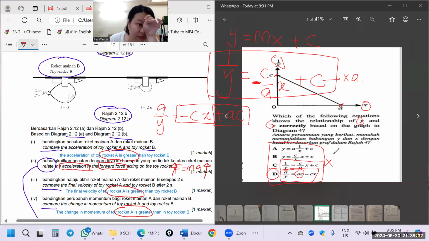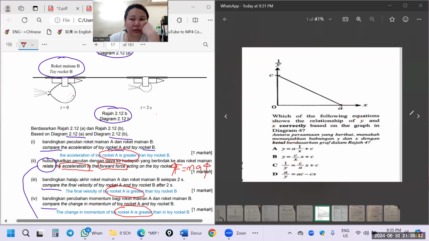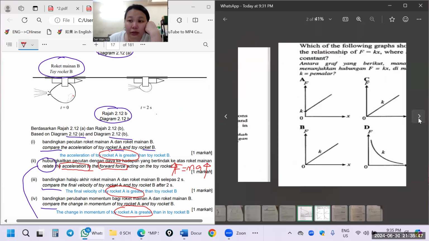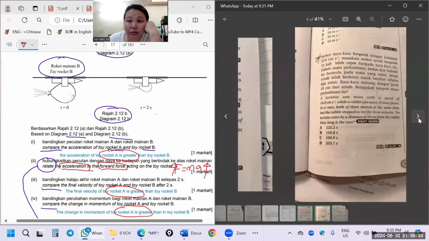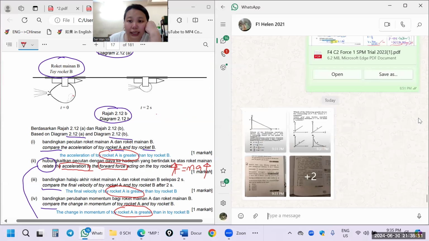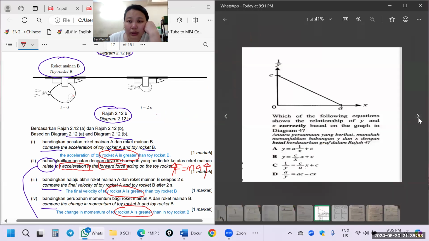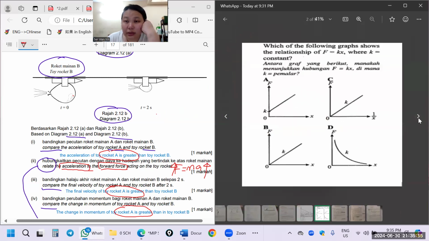Chapter 2. What's the difference between finding the gradient and the area of the graph? How to find the gradient of the graph if they ask to? The area of the graph. Later I answer this first.